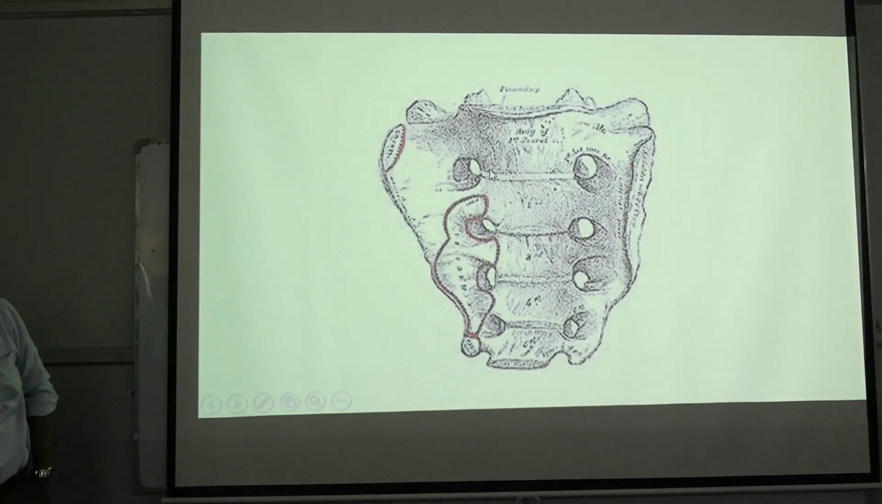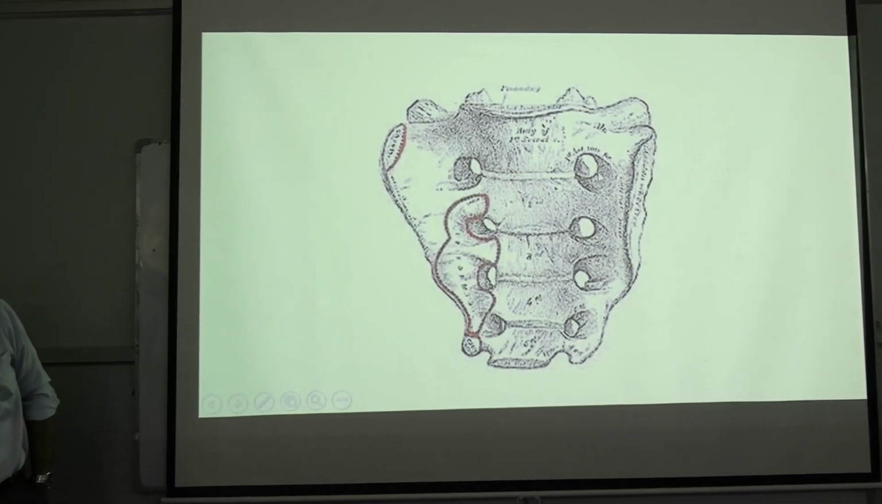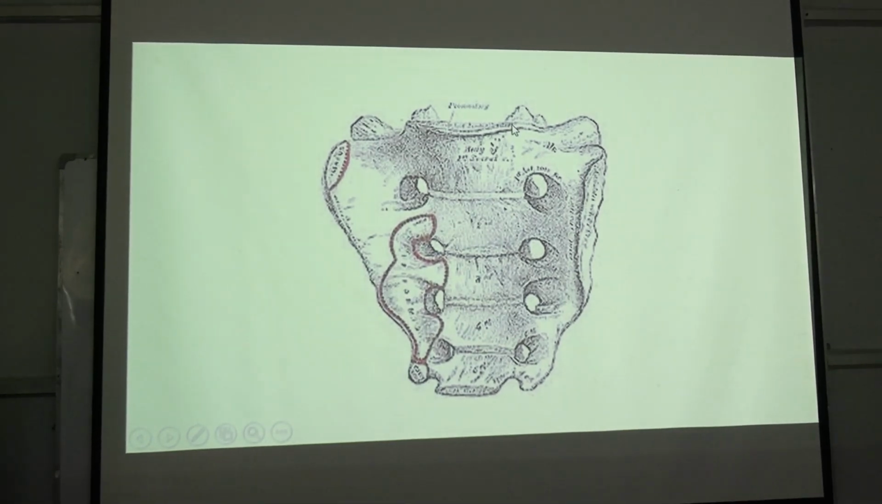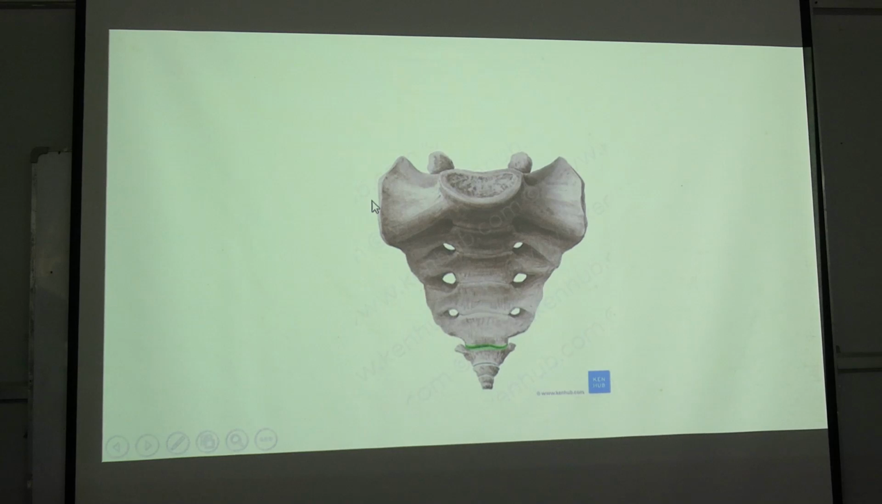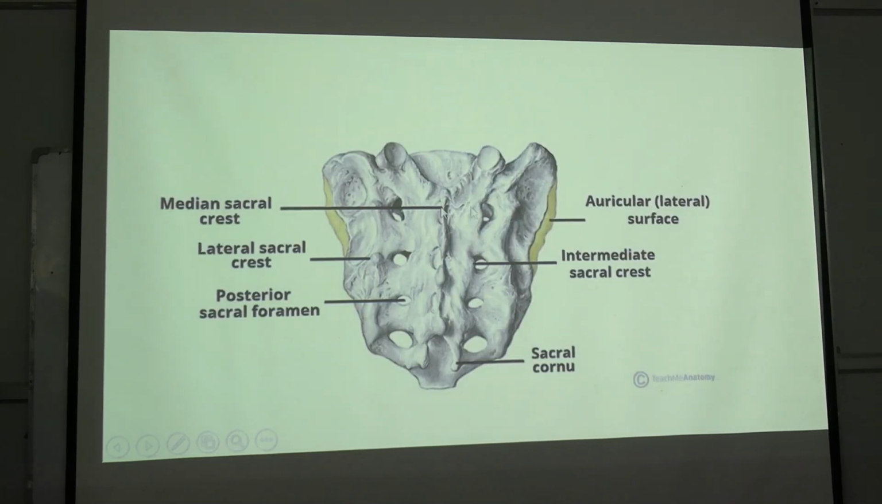and the ventral rami come through the ventral sacral foramina. Clear? So this sacral nerve has a ventral branch, and on the posterior side we have the dorsal branch, and they are exiting through the sacral foramina.